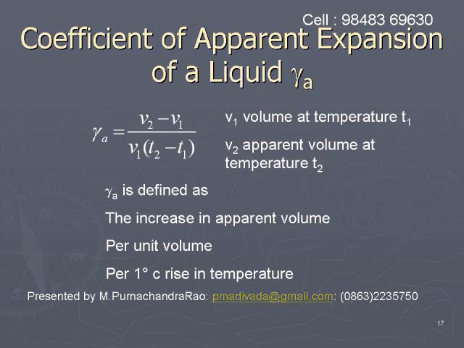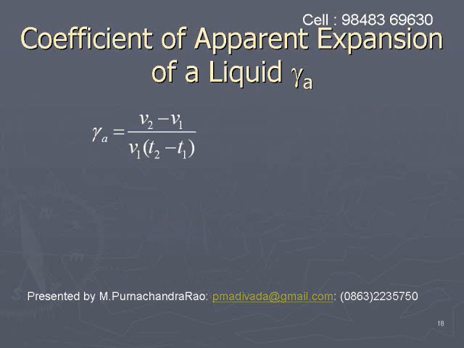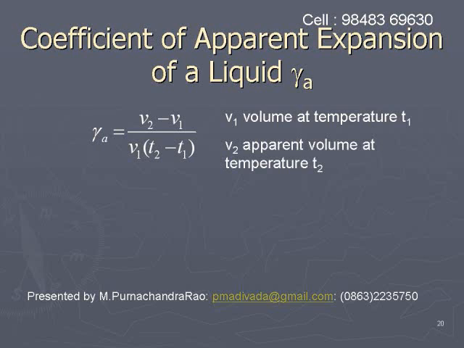Definition of the coefficient of apparent expansion, gamma a. The relation for gamma a is given as gamma a is equal to (V2 minus V1) divided by V1 into (T2 minus T1), where V1 is the volume at temperature T1, V2 is the volume at temperature T2.